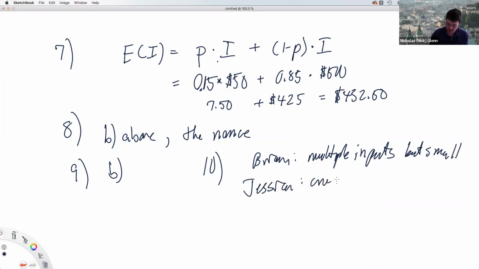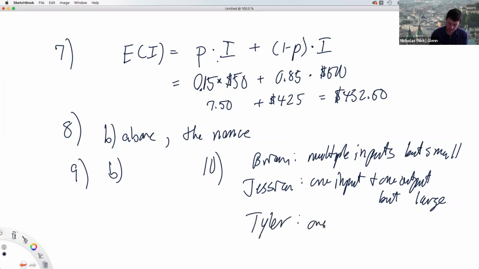Well, she's got one input and one output, but the amount is large. Okay, so that's her thing. Now, Tyler, one input, but multiple outputs. Okay. All right.